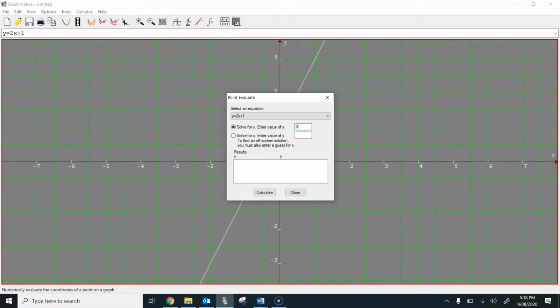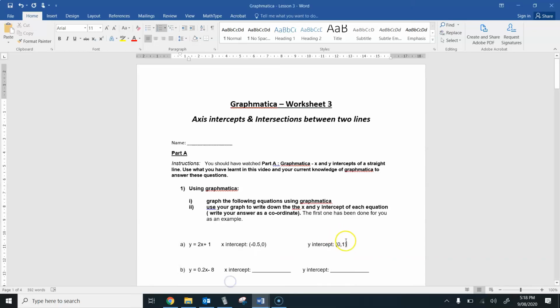Because the y-intercept is when x equals 0. We press calculate, and it gives me the coordinate 0, 1, which is the y-intercept, which we wrote here, 0, 1.